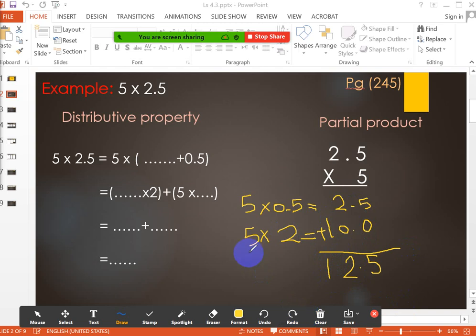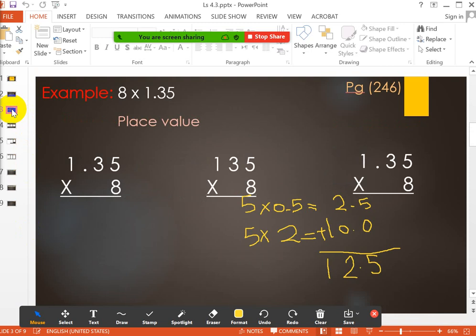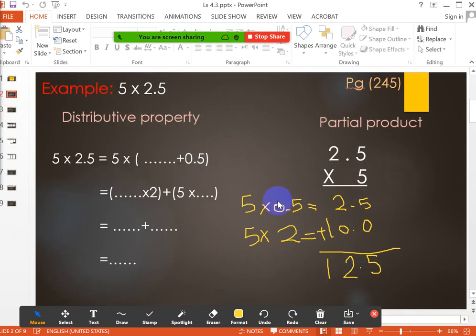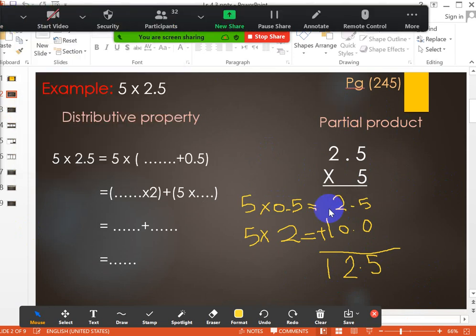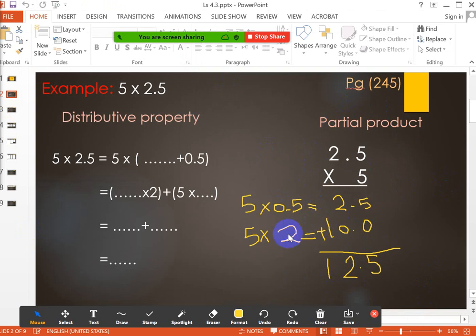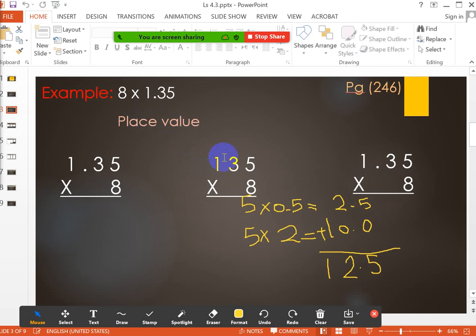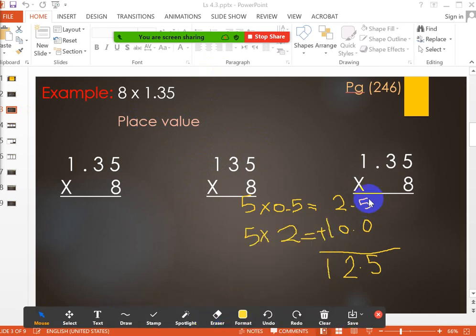Okay, now let's see another exercise. You write this answer, girls. You finish this answer, partial product. Okay, you finish. Thank you. So let's continue now to use the place value to find the multiplication. Okay, so I will erase this.